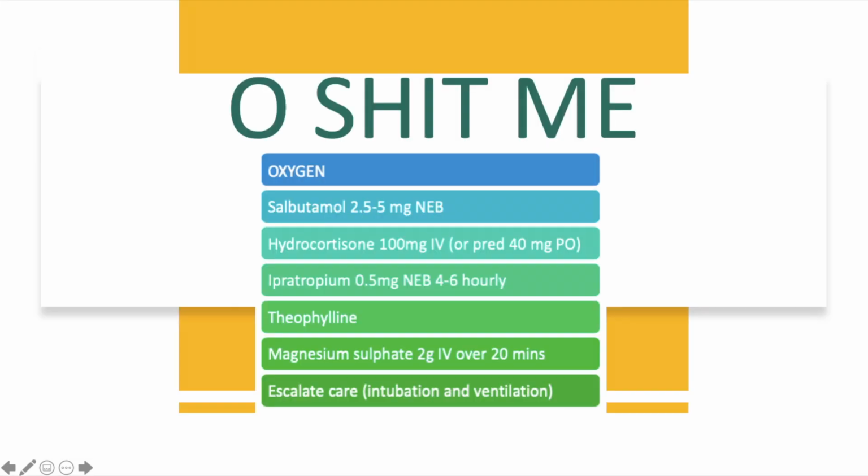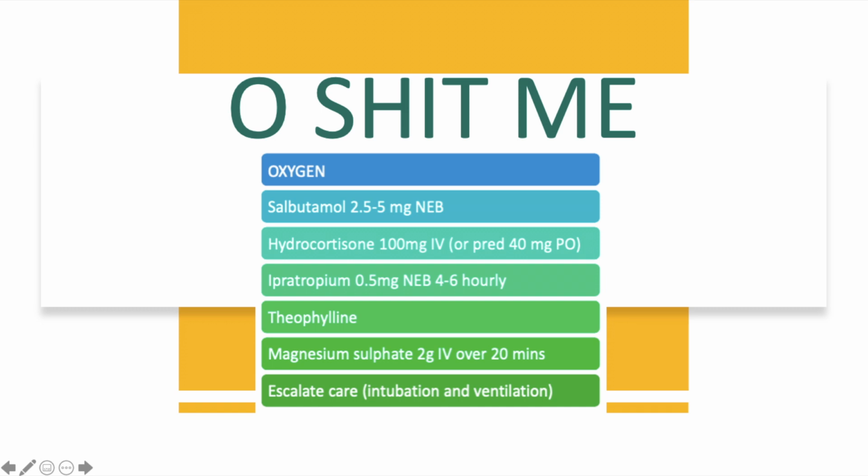So, we're going to be implementing the management plan of asthma within our A to E approach. A great mnemonic to remember for the management of acute asthma is "Oh shit me." You work through this mnemonic step by step depending on the severity and responsiveness of the asthma. So first line is oxygen, followed by salbutamol and hydrocortisone.